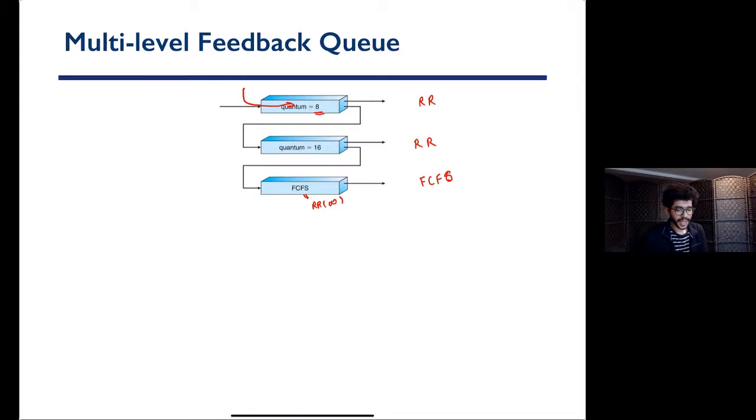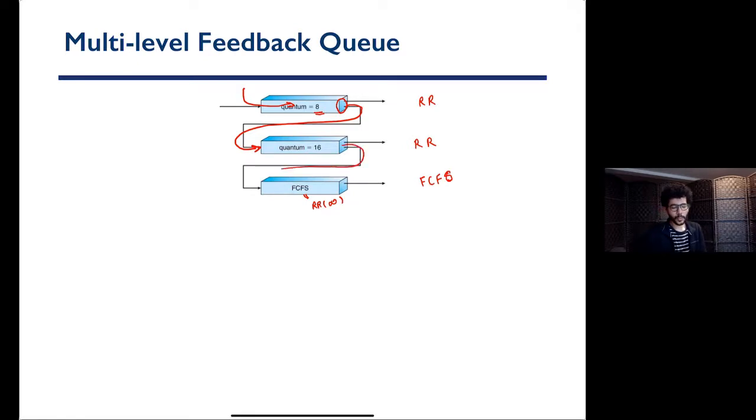Now, if a task comes to the top of the list and gets scheduled, if the time quantum expires and the task still has work to do, what we will do is that we move the task to the next queue. If the task is done, then good, it's done. So it just exits the system.